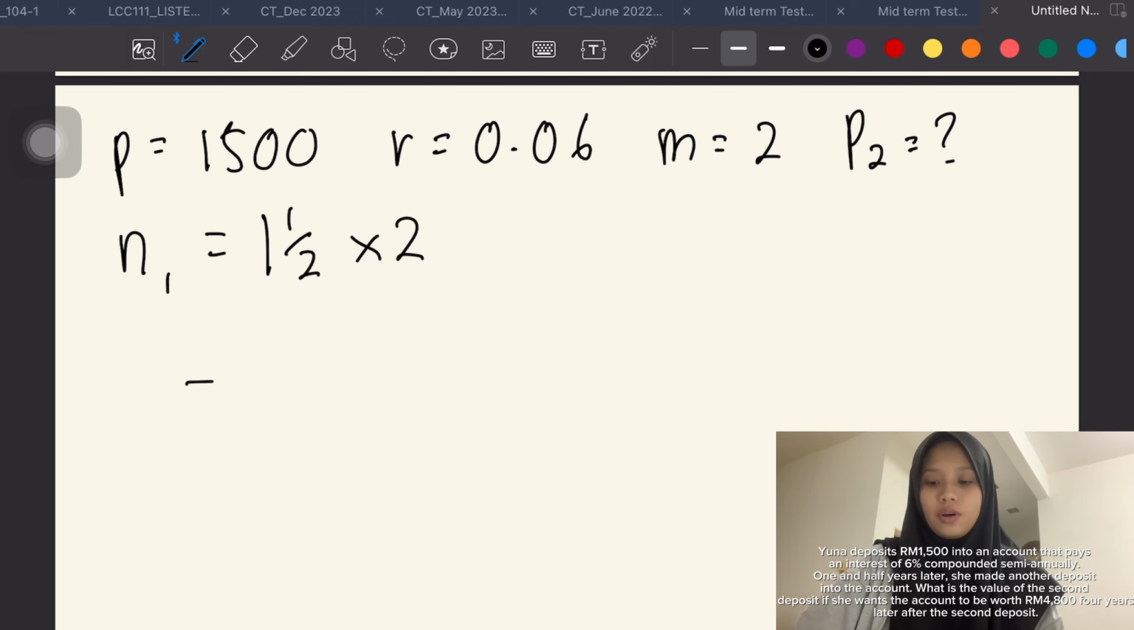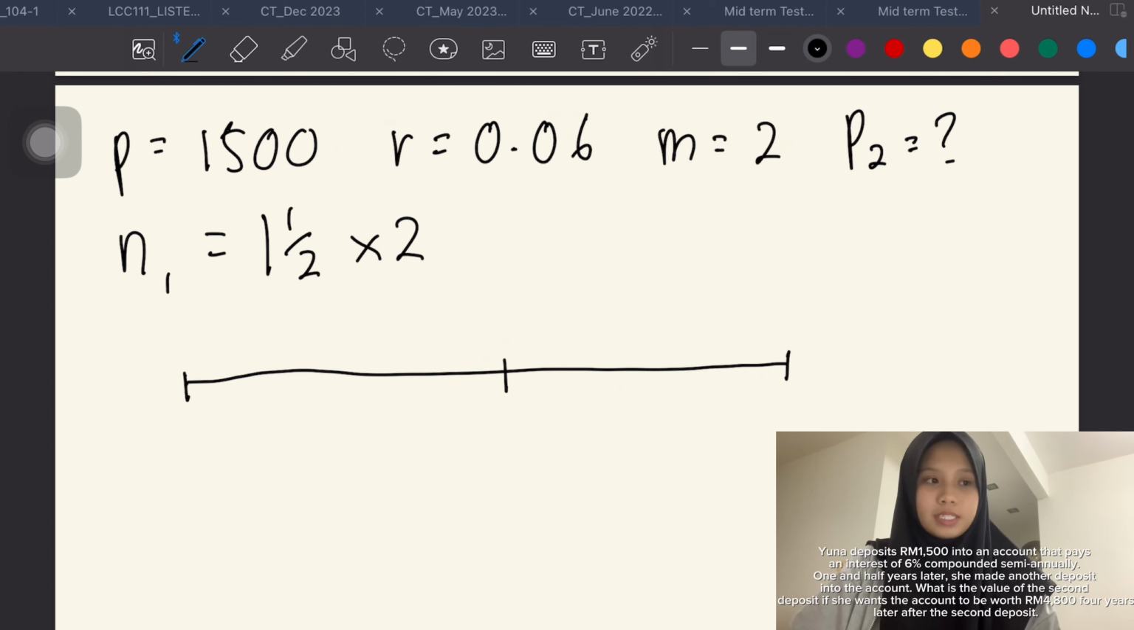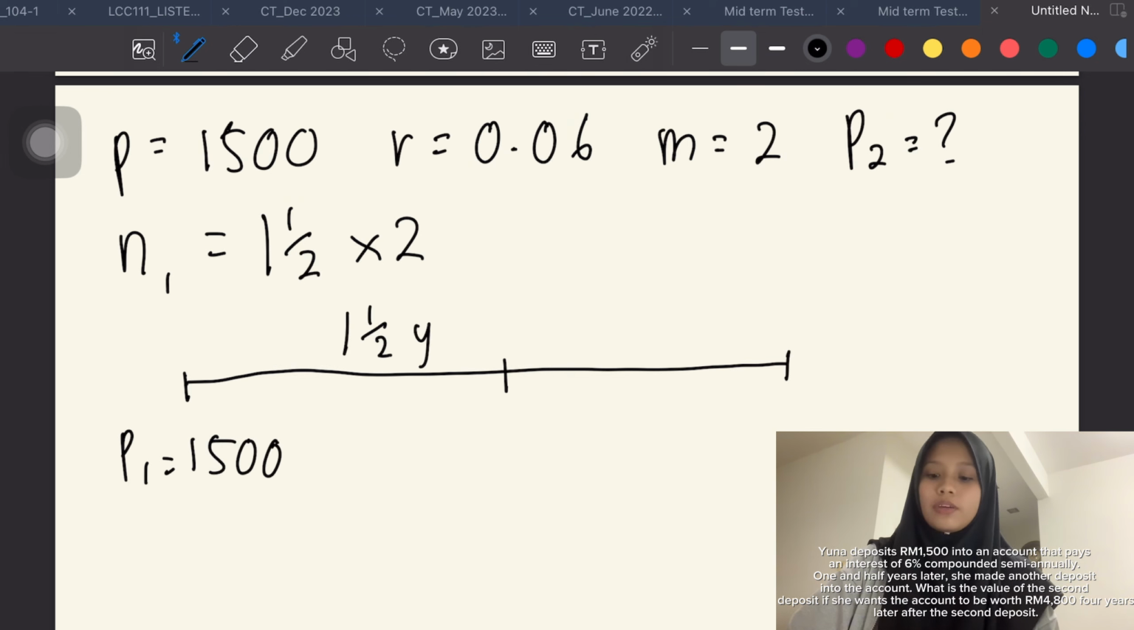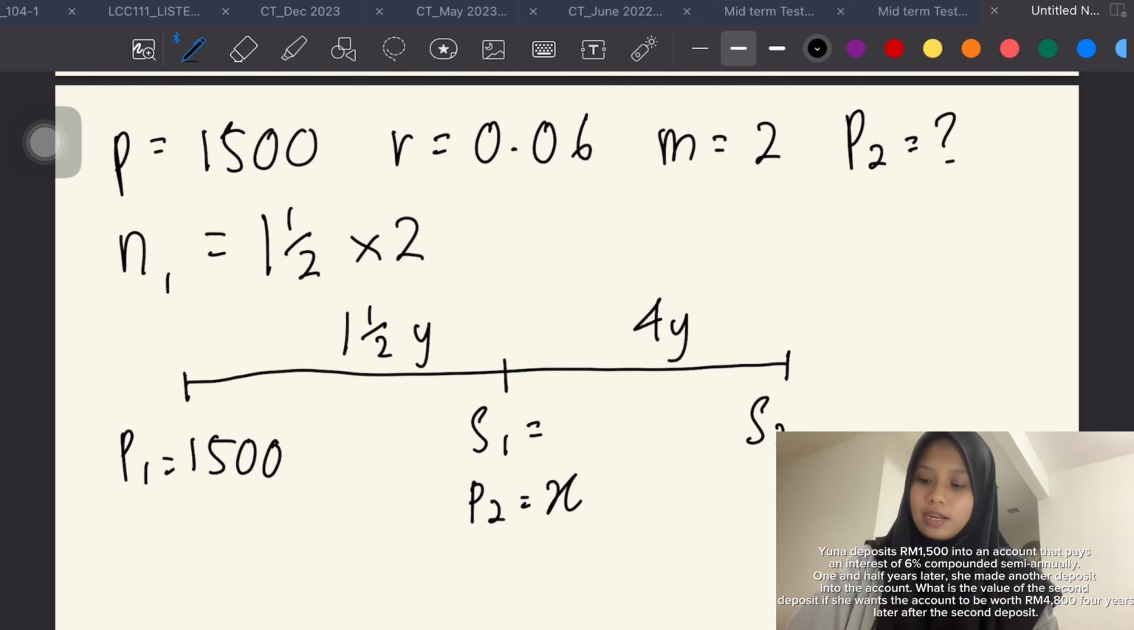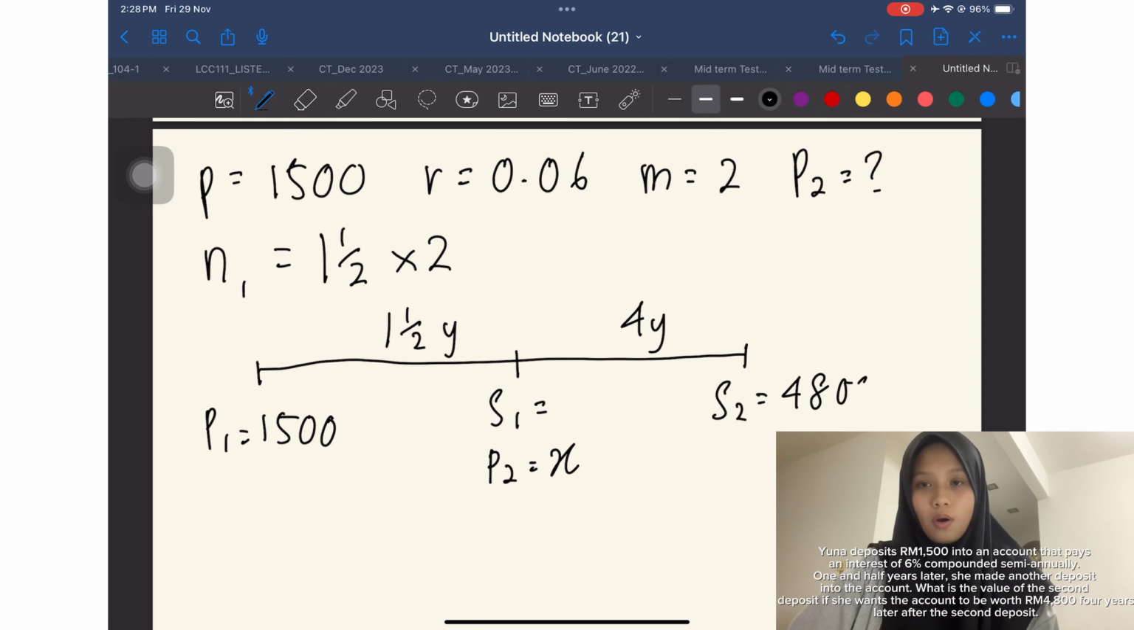Right now, I will draw a line to understand the question better. First, we put the first principal on the left, and then we put the 1.5 years above the line. Second, we put the first future value and also the second principal in the middle. After that, we put the 4 years above the line on the right. Lastly, we put the second future value on the right, which is 4,800 ringgit.